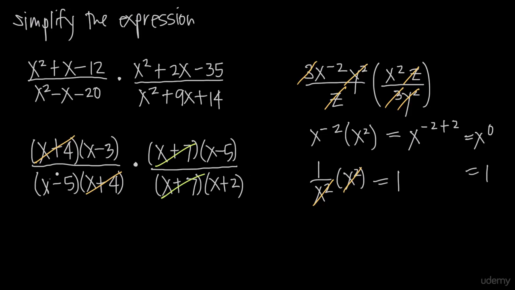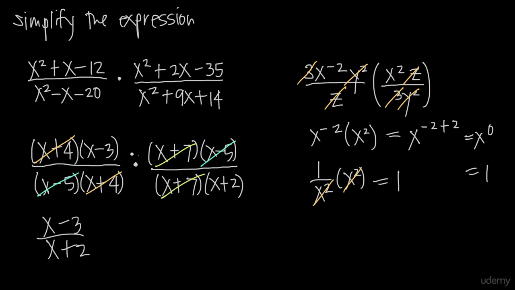So now let me look between the fractions and see if there's anything I can cancel. And in fact there is. I have an x minus 5 in the denominator over here, and I have an x minus 5 in the numerator over here, so those will cancel with each other as well. As you can see now, the only thing I have left is an x minus 3 in the numerator of our first fraction and an x plus 2 in the denominator of our second fraction.